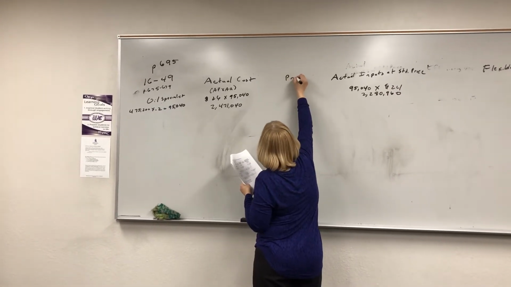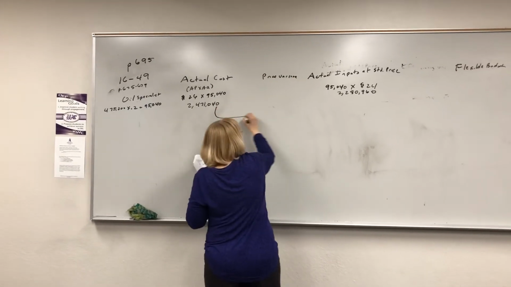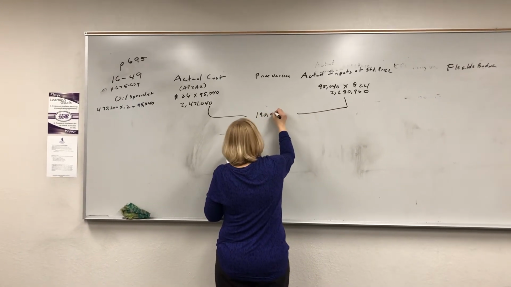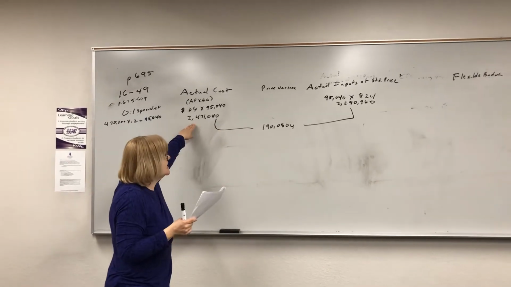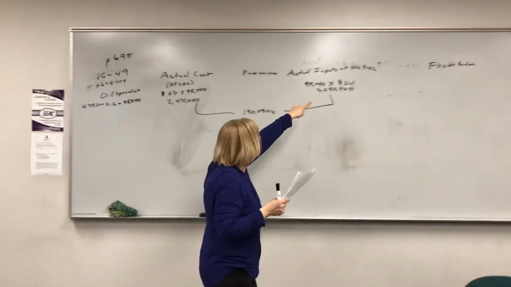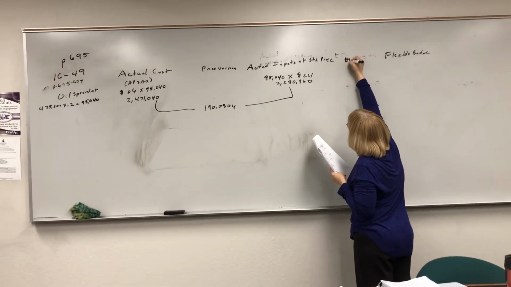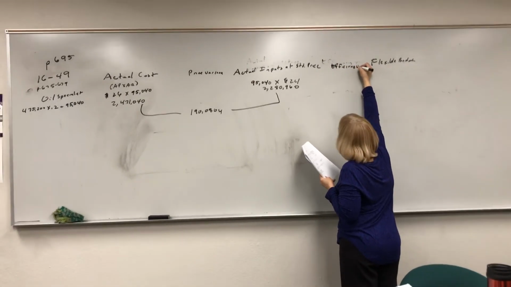So once again, the difference between these two is our price variance, 190,080, unfavorable because the actual cost is higher. And you can see we paid $26 an hour. Our standard was 24, so it makes sense that our price, of course, would be unfavorable.